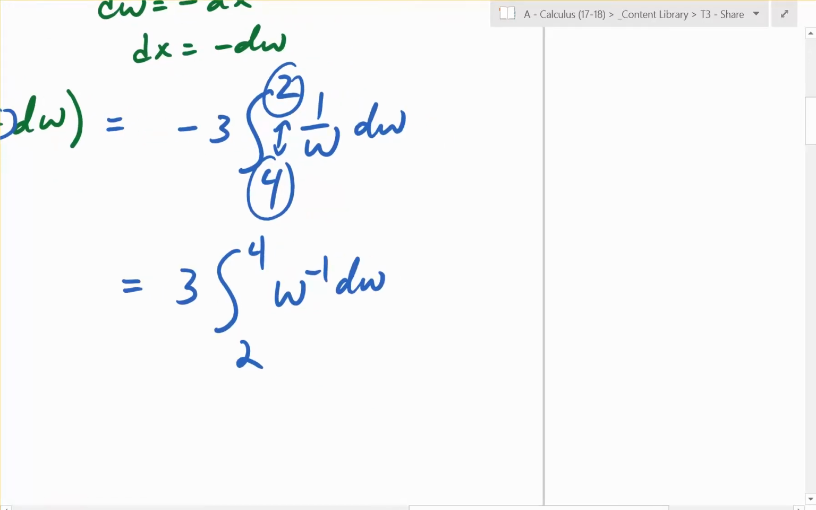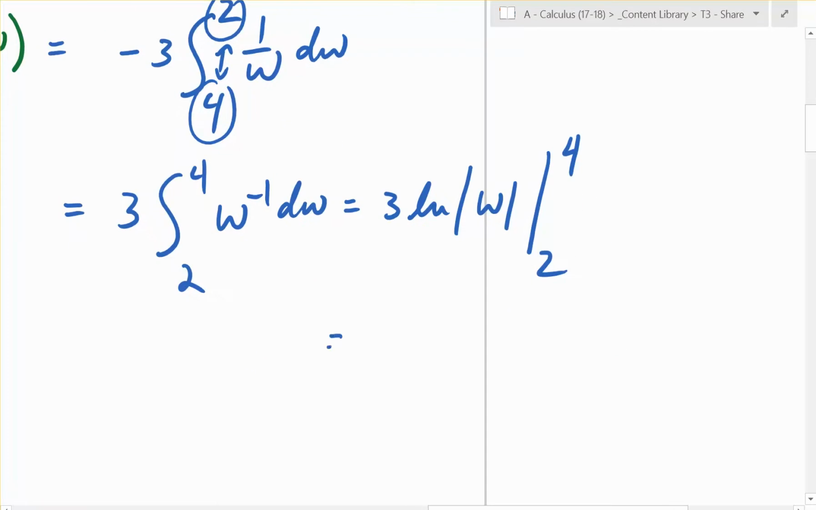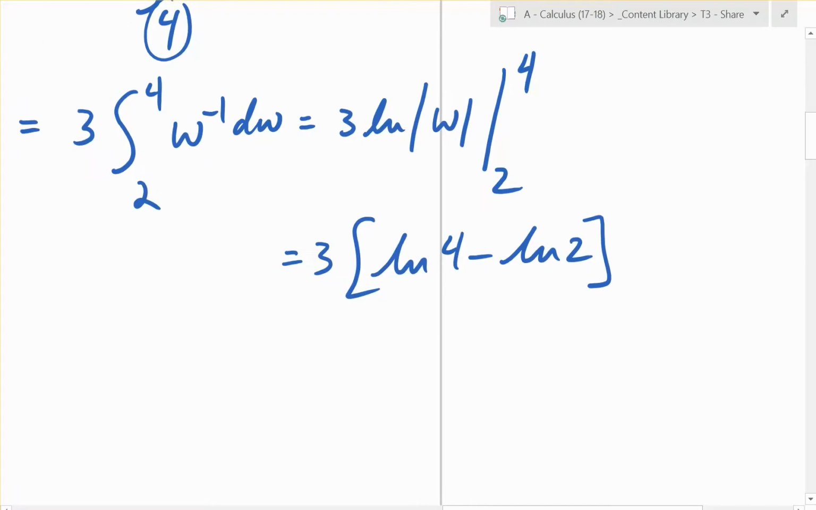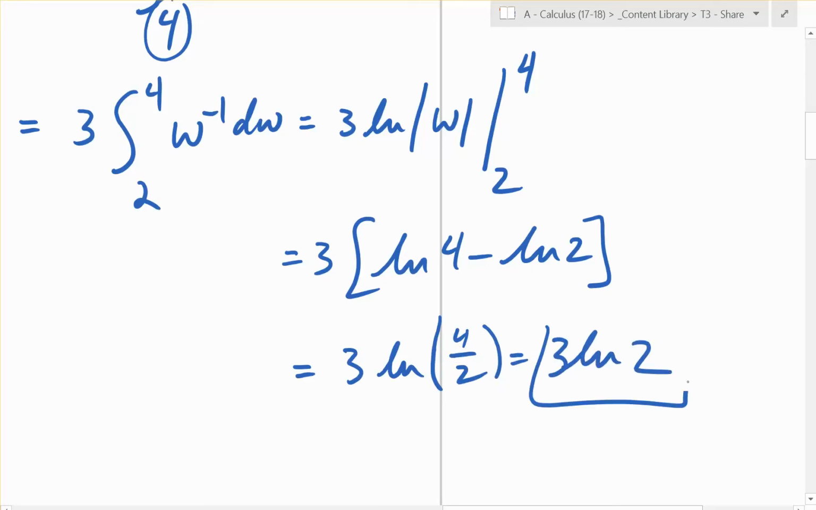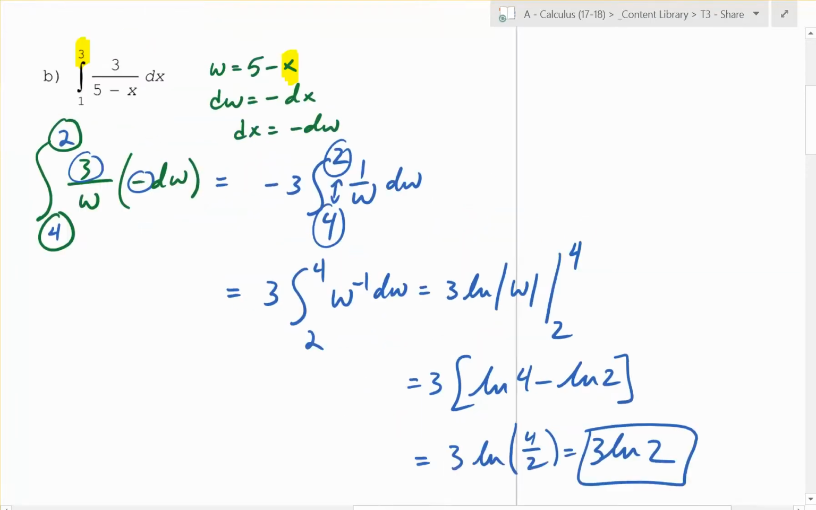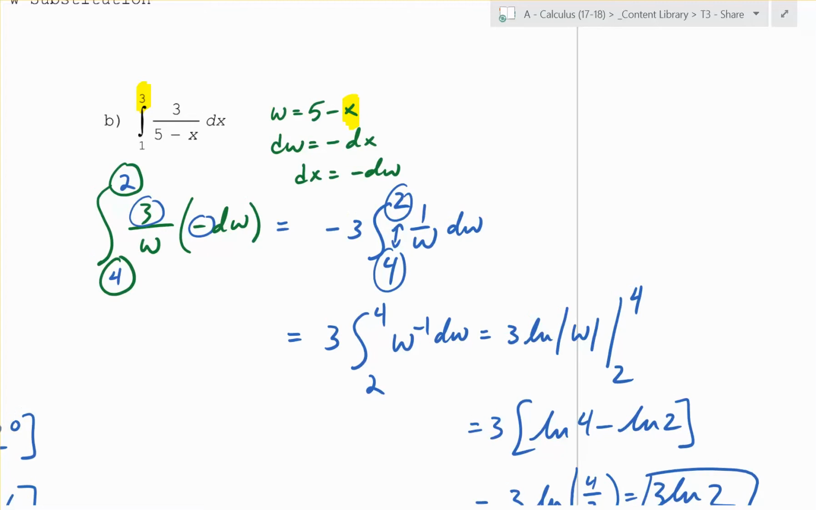The integral of w to the negative 1 is ln of the absolute value of w, so you have 3 times ln of the absolute value of w, evaluated from 2 to 4. So what's that going to be? 3 times (ln 4 minus ln 2). And if you remember your log rules, subtraction means division, so it's 3 times ln of 4 over 2, so that's 3 ln 2. So cool. As long as we change the limits of integration, once we are in w, we have to make sure our limits of integration are in w.